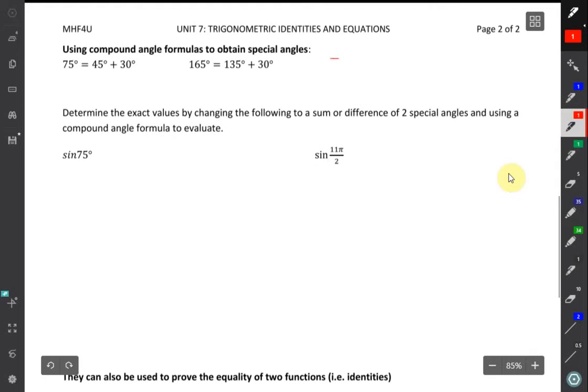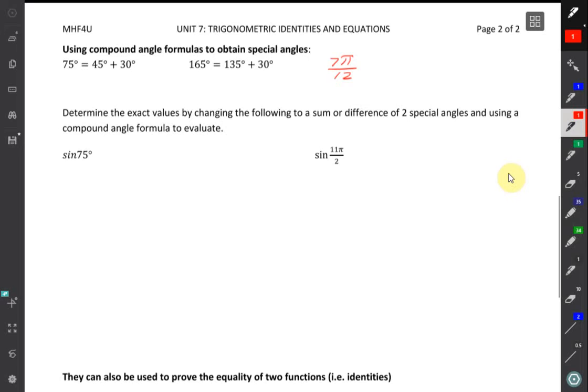We could have 7 pi over 12. And there are a number of ways we could break this up. 5 plus 2 is 7. 4 plus 3 is 7. 6 plus 1 is 7. So the goal is to find two numbers that will cancel into the 12 such that we have one of the special denominators that we're used to.